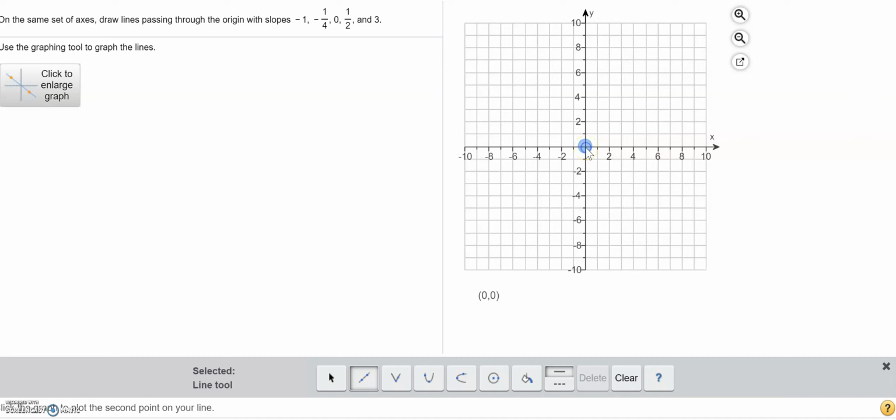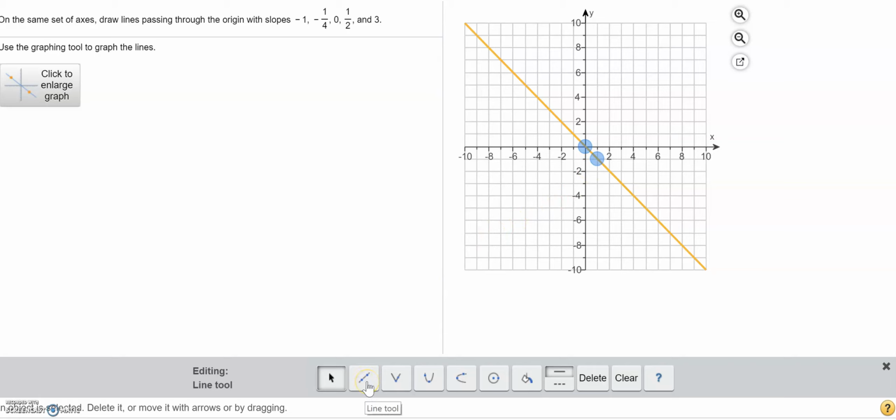I'm going to start by plotting one point at the origin, and then if the slope is -1, that means I'm going to go down 1 and over 1. Remember that it's rise over run, -1, and I can think over 1. And that gives me my first point.